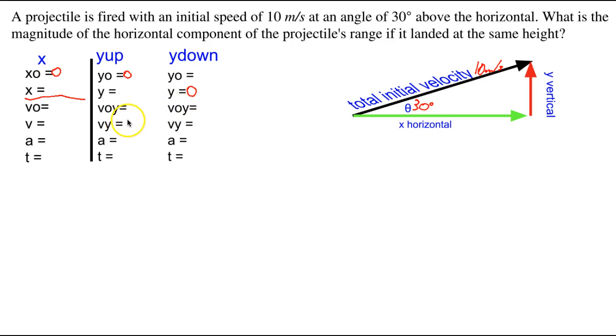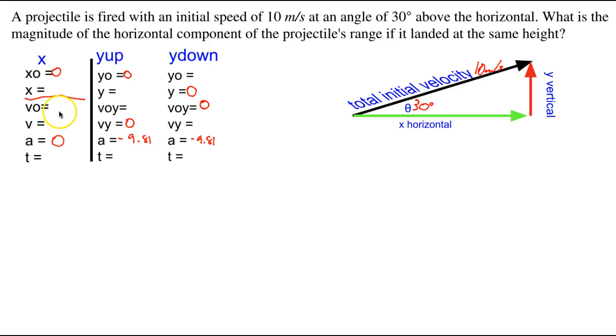I know that my final velocity up is 0. My initial y down is 0. My acceleration due to gravity is negative 9.81, in both the up and down. My acceleration in the x direction, thanks to the previous slide, is 0. Well, that's basically all the information that I can infer about the problem.